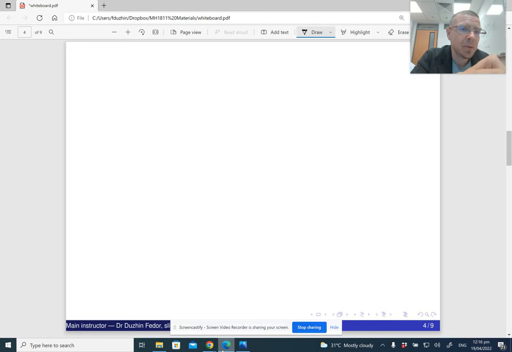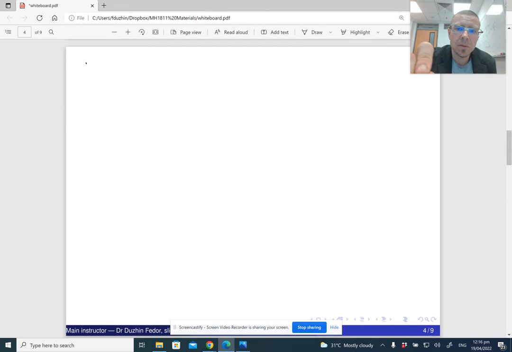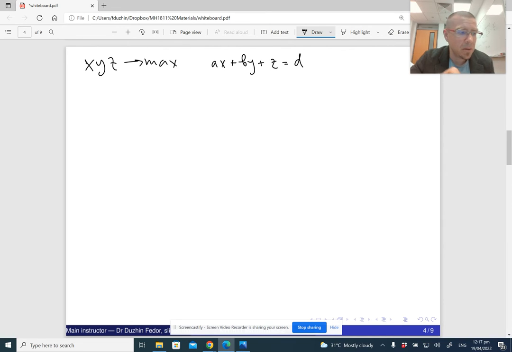So basically, the objective function is just x times y times z, to be maximized. The constraint is ax plus by plus z equals d. Now, x, y, z are positive, and all the constants a, b, and d are also positive. Okay, so how do we do this?